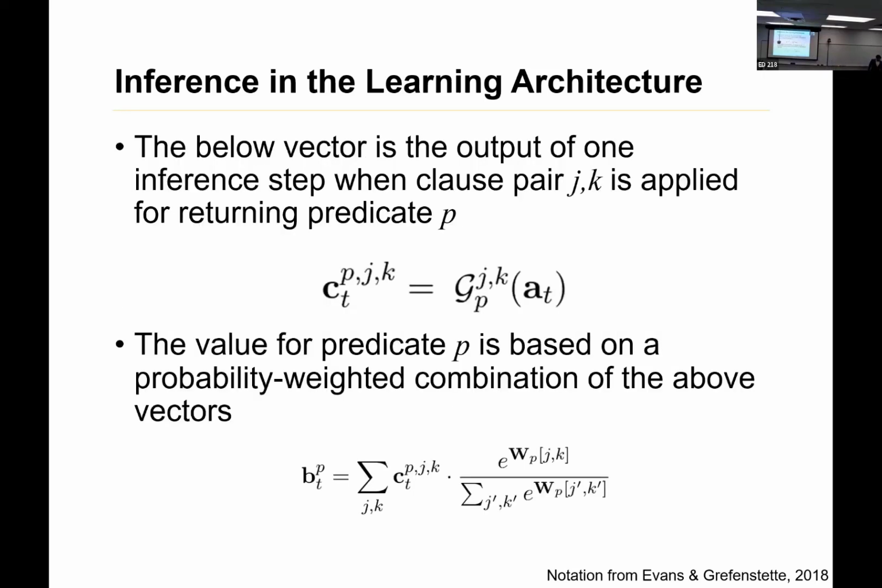So with that in mind, for a given JK pair at inference step T, C P J K T is just the application of G on A at inference step T. And the reason we have all these subscripts is, remember, I said at the beginning, we have a limited number of inference steps. So the whole neural infrastructure is replicated T times, which is why you have that.